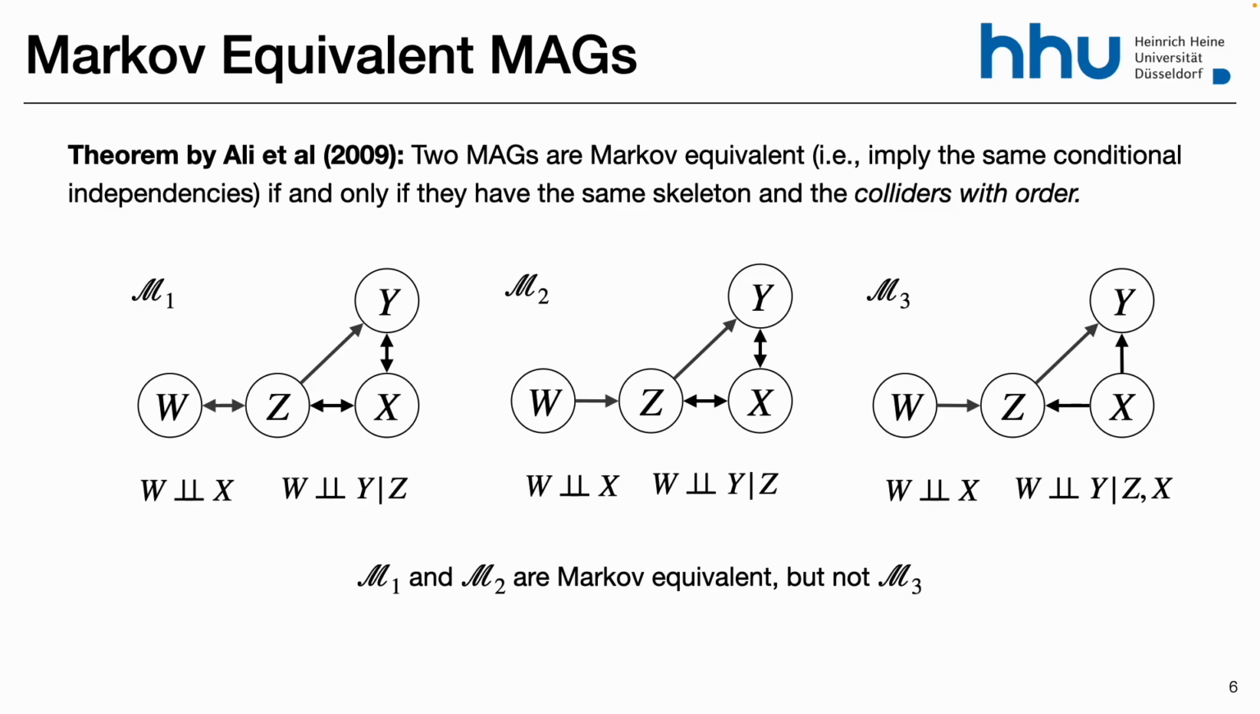So let's try to apply the theorem in these 3 graphs. Let's try to find all the colliders. So first, I just need the colliders. I don't need to find the triplets with order. The theorem just says that I have the same colliders with order. So I just need to look at the colliders. So what are the colliders with order in M1?